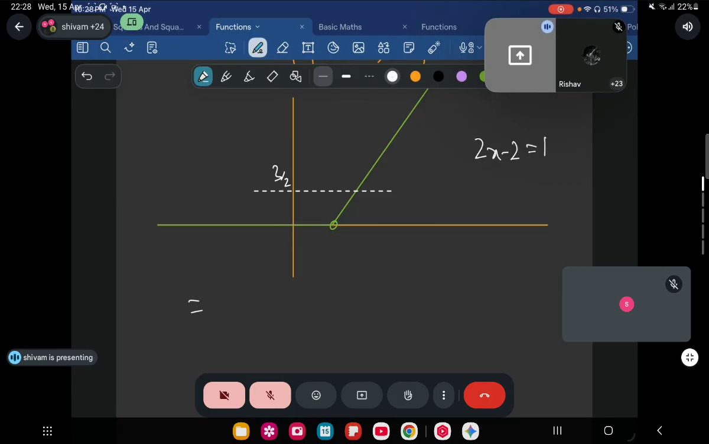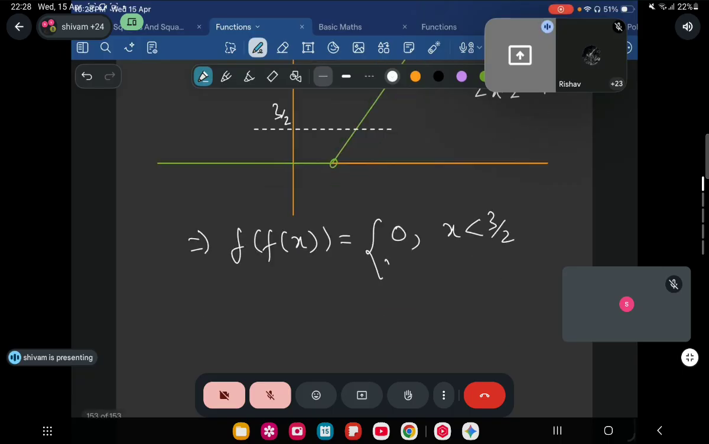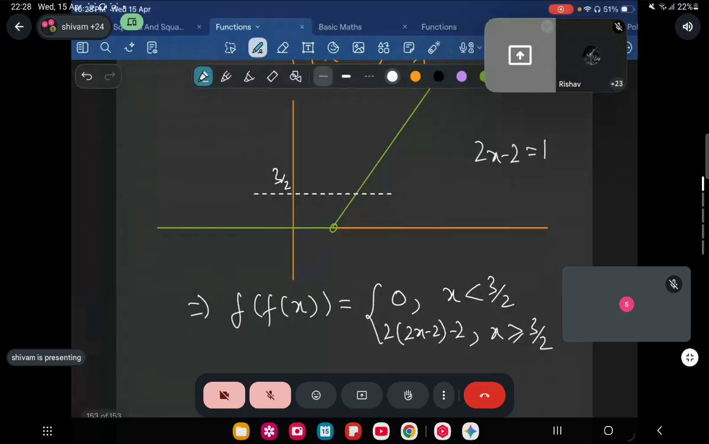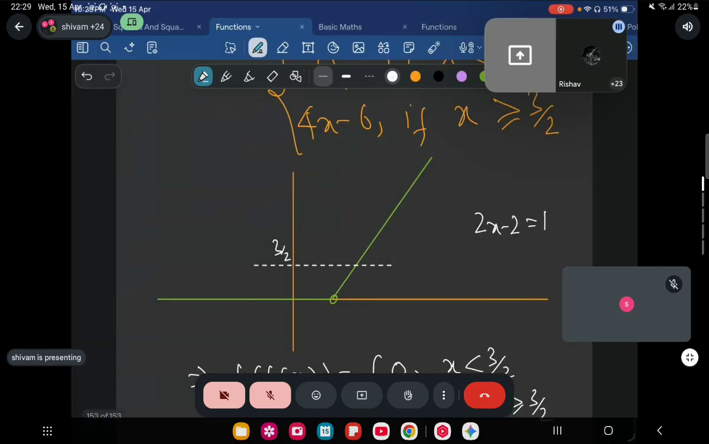Up to 3 by 2, what are you getting? Can I say that this implies f of x will be equal to 0 for all x less than 3 by 2, and it will be equal to 2 into 2x minus 2 minus 2 when x is greater than or equal to 3 by 2? Are you getting, Rishabh? Yes or no? I did not get the first part. Why will it be 0 for x less than 3 by 2?